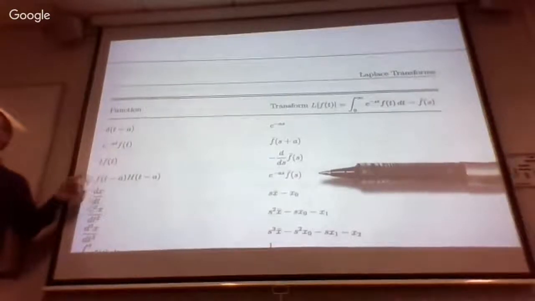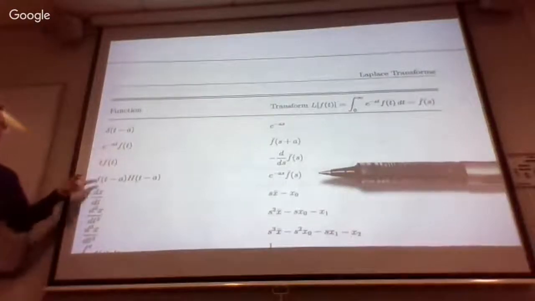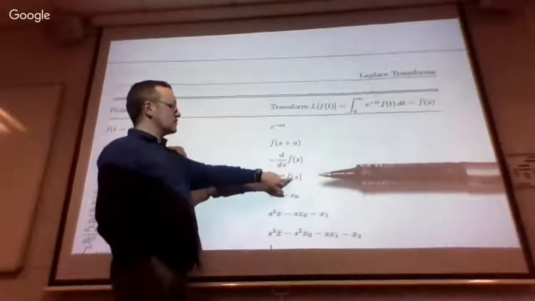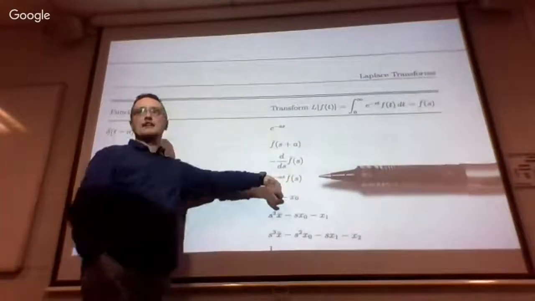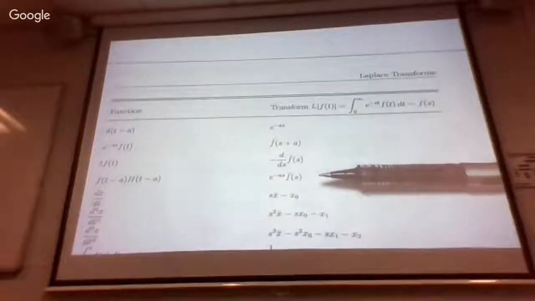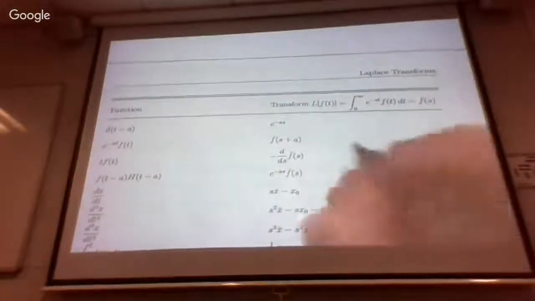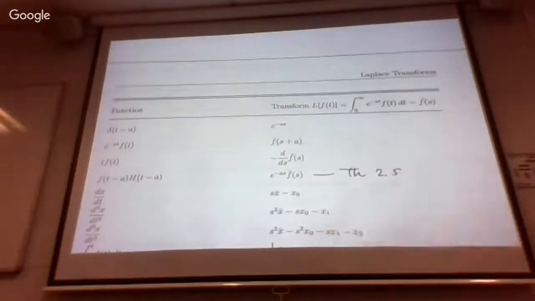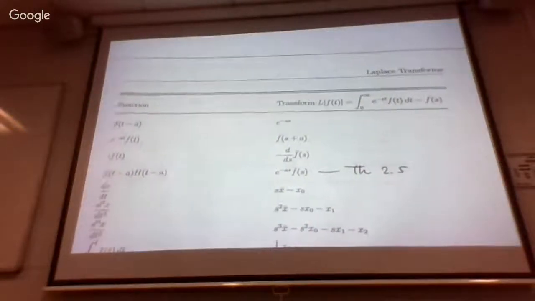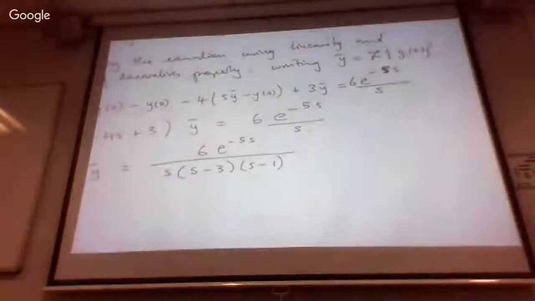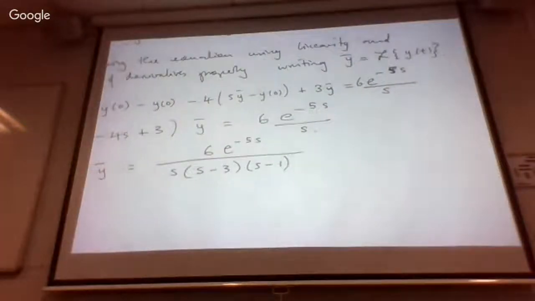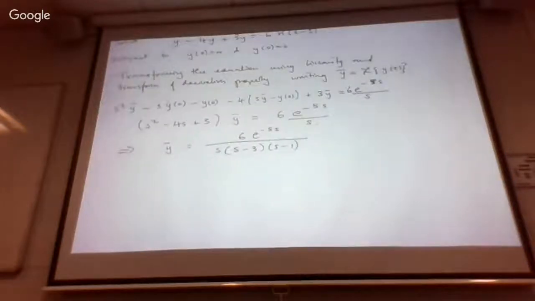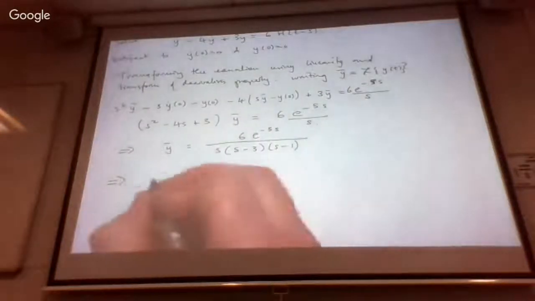So we need to identify what the function f is. What function f is having its transform f bar sitting there multiplying our exponential? That's what we have to arrange. So this is theorem 2.5, I believe it was, from earlier this afternoon. Remember, that table is with you in the exams, so it's okay. We'll just indicate this now.